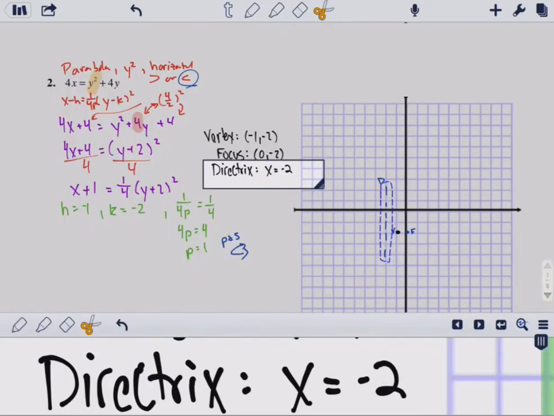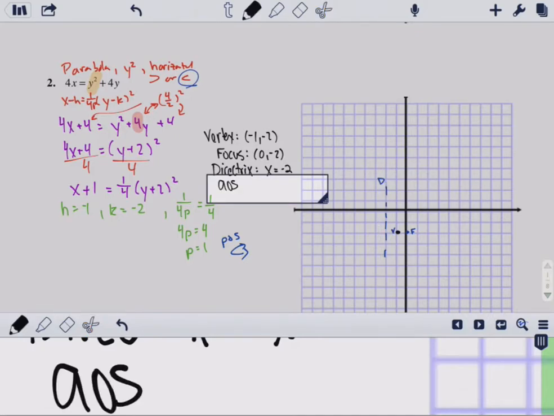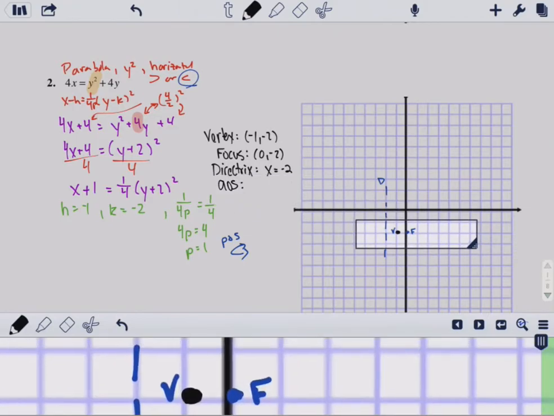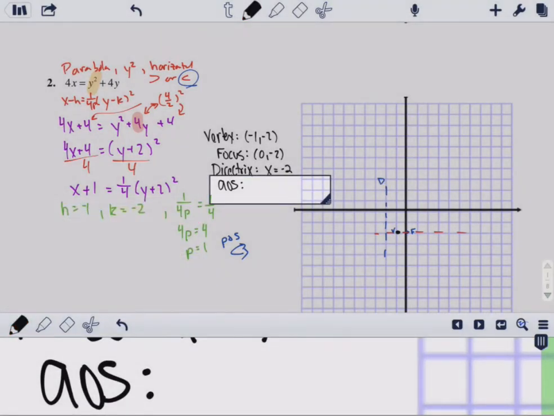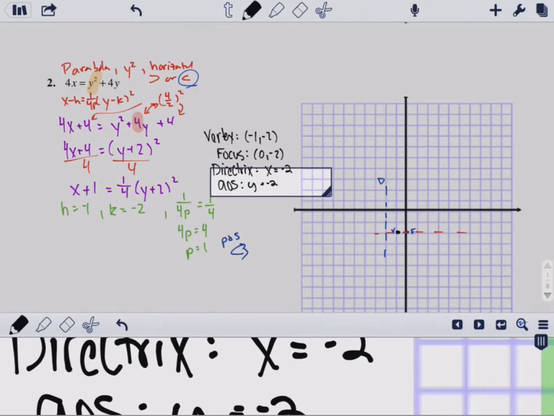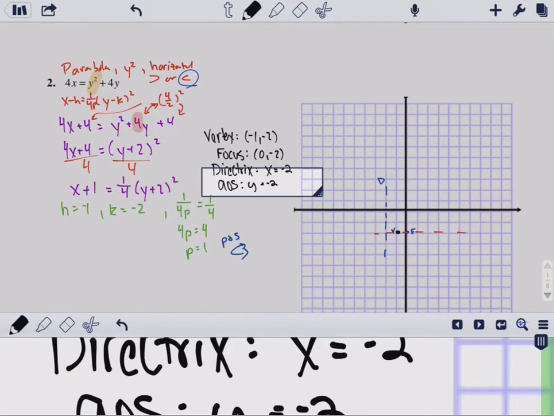Okay, so there's directrix. Axis of symmetry is the only other thing I need. So axis of symmetry, okay, it's going to go through the vertex. Okay, your axis of symmetry will go through the vertex. It'll go like this through the vertex. Okay, so that's where it's symmetric, and so our axis of symmetry is y is equal to negative 2. All right, so it is coincidence that these are the same numbers. It won't always work that way.